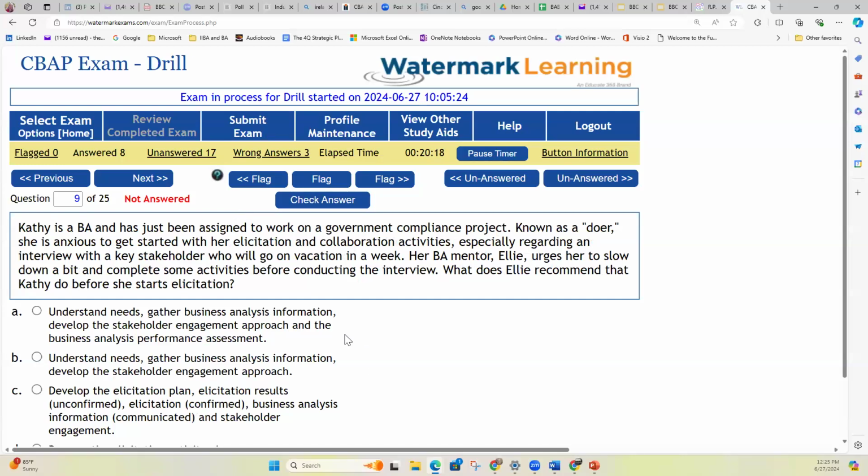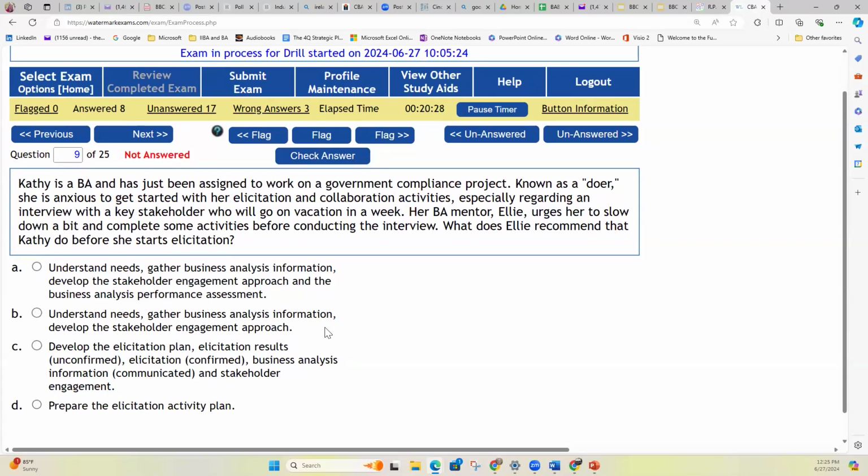Should she understand needs, gather business analysis information, develop the stakeholder engagement approach, and the business analysis performance assessment; understand needs, gather business analysis information, develop the stakeholder engagement approach; or develop the elicitation plan? Elicitation results unconfirmed, elicitation confirmed, business analysis information communicated, and the stakeholder engagement; or prepare the elicitation activity plan.